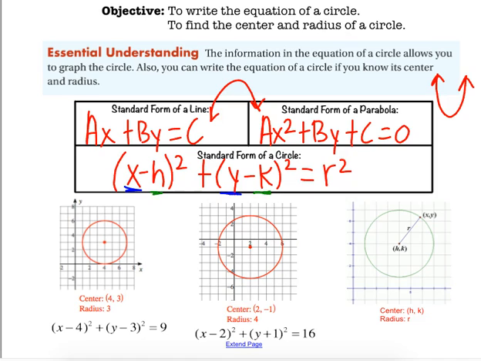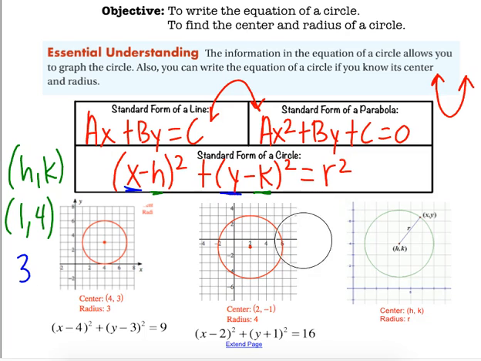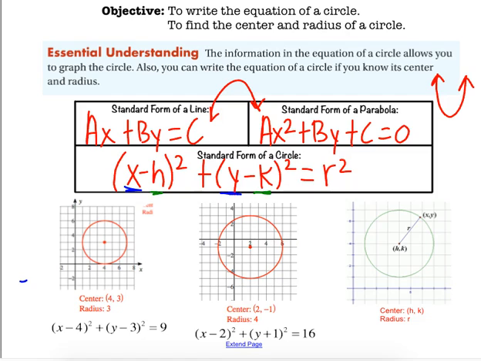This h and k, that's your center. So if your center is at (1, 4), you just plug in 1 for h and 4 for k. And obviously r stands for your radius, so whatever your radius is, let's pretend it's 3, you would square it, so we put 9 there. We look at these examples right here: center (4, 3), hence why 4 is there and 3 goes there. Your radius is 3, so r squared, 3 squared, is 9.